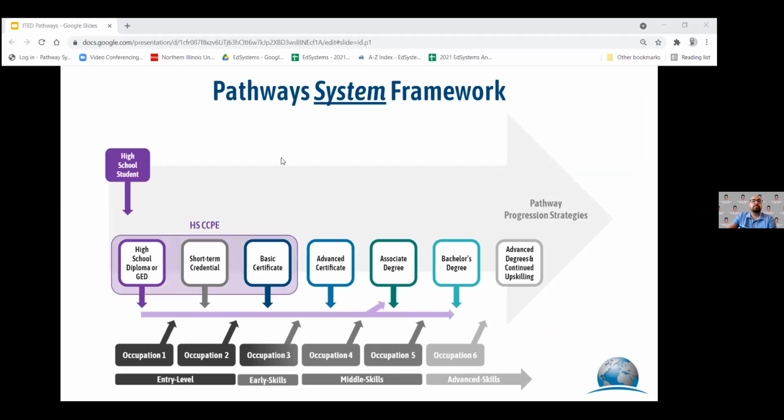So first and foremost, there are pathways that start with high school, right? Young people, as early as freshman or sophomore year, graduate high school with some already existing pathway experiences, right? While in high school, they might earn a college and career pathway endorsement, a short-term credential from the local community college, a basic certificate, or an industry credential, right? Some high schools create pathways around manufacturing credentials, certified nursing assistant, and so on, right?